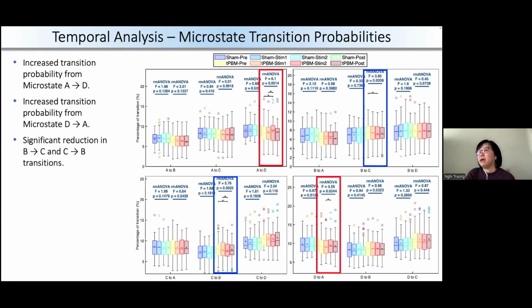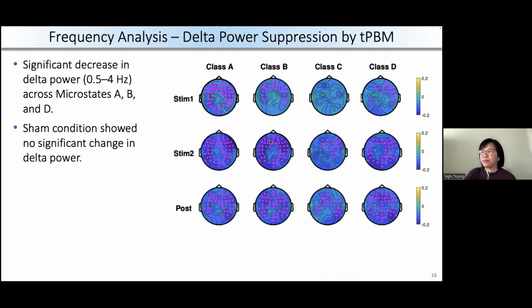But there's some significant reduction in the transition from microstate B to C and from microstate C to B. And also no significant change in the sham condition for any microstate or experimental period.